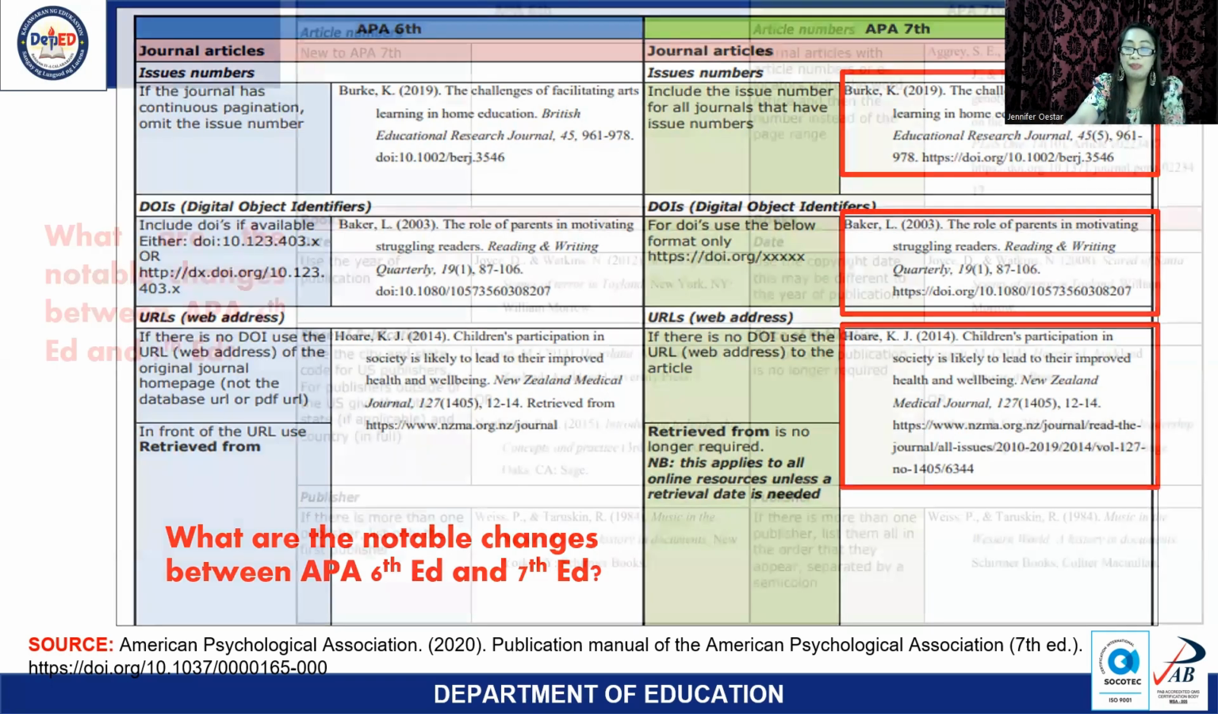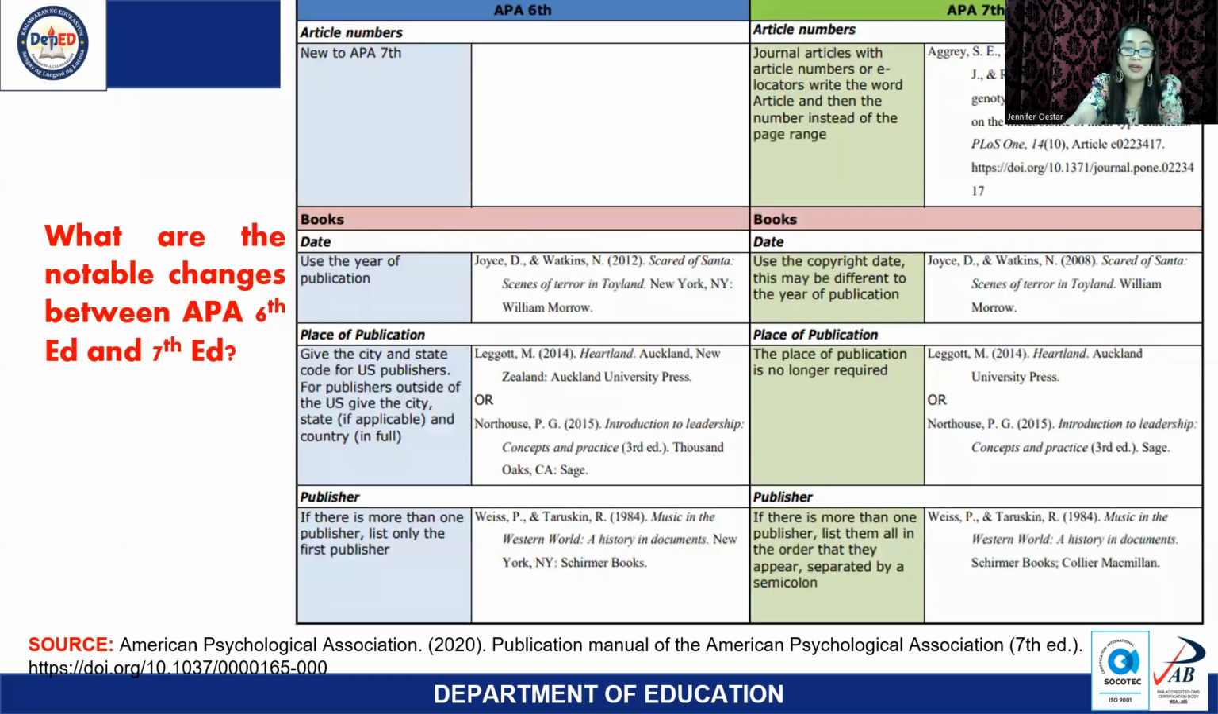And yes, let's proceed to the other notable changes. New to APA 7th edition, and not included in the 6th edition, are article numbers. For journal articles with article numbers or e-locators, write the word article and then the number instead of the page range. Instead of page range, we use article numbers.